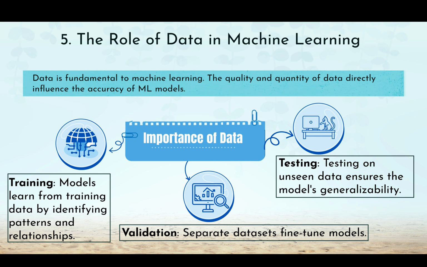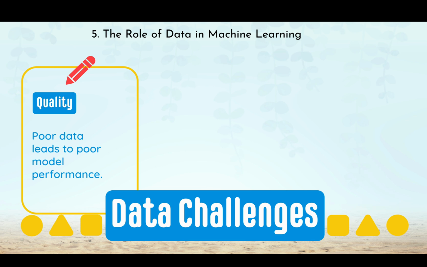Data challenges. 1. Quality. Poor quality data, such as data with missing values, errors, or inconsistencies, can lead to poor model performance. If data is not accurate or relevant, the model may learn incorrect patterns, leading to unreliable predictions.